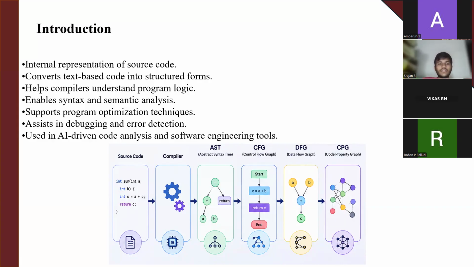Here, we put in source code and our compiler compiles it into AST, CFG, DFG, and CPG forms, which are diagrams of structural representation.